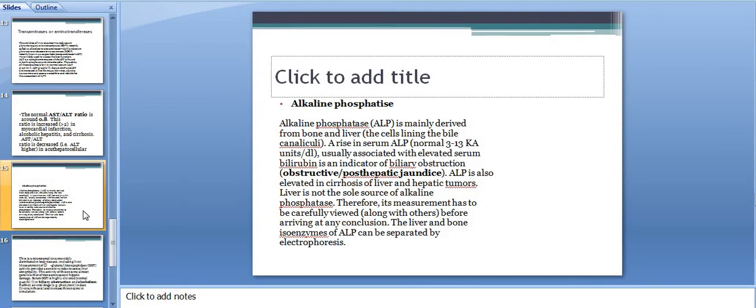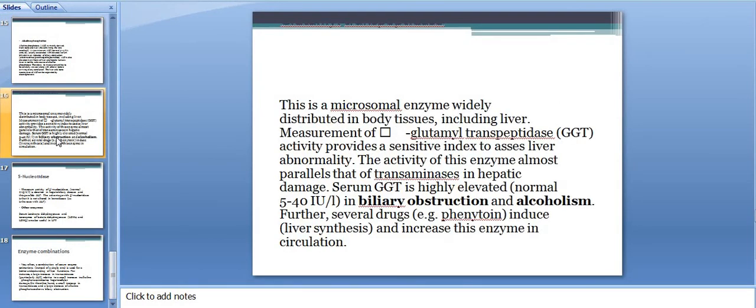The liver and bone isoenzymes of alkaline phosphatase can be separated by electrophoresis. This alkaline phosphatase is a microsomal enzyme which is widely distributed in body tissues, including liver.